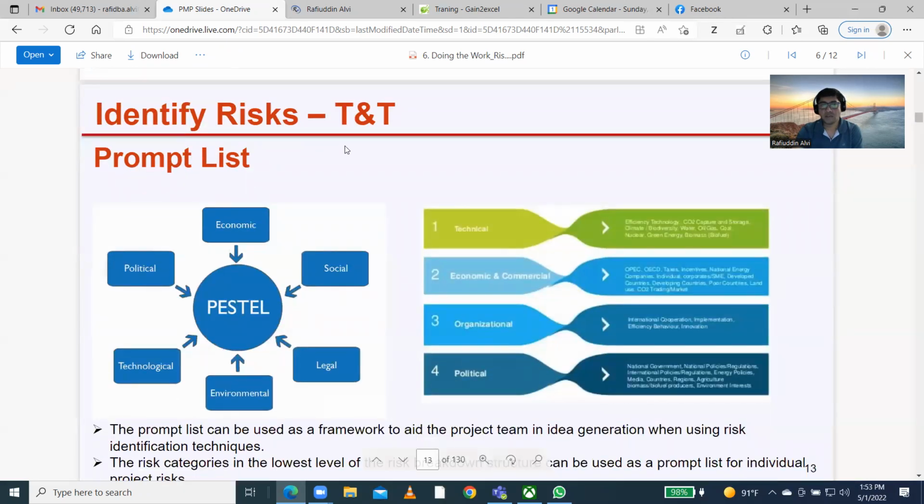For example, to identify a risk, you have tools and techniques. It can be political, economic, social, technological, environmental, or legal. You can say the short form, PESTEL. So these are different categories from which risk can occur in a project.